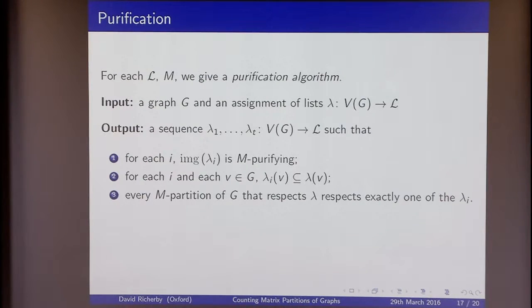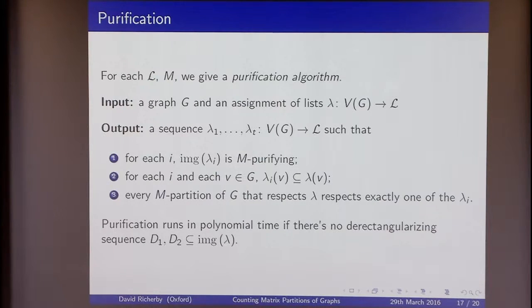And the goal of all of this is that every matrix partition of the graph, we're not going to change the graph, that respects the original lists, respects exactly one of the new lists. So, if you like, we've partitioned the partitions into a bunch of purifying instances, where now, if we just add up the number of partitions for each of those instances, we get the answer that we were looking for. And it turns out that this purification algorithm does run in polynomial time, as long as there's no derectangularizing sequence, and in fact, as long as there's no length 2 derectangularizing sequence available. In this case, we're not even worried about the possibility of longer ones.